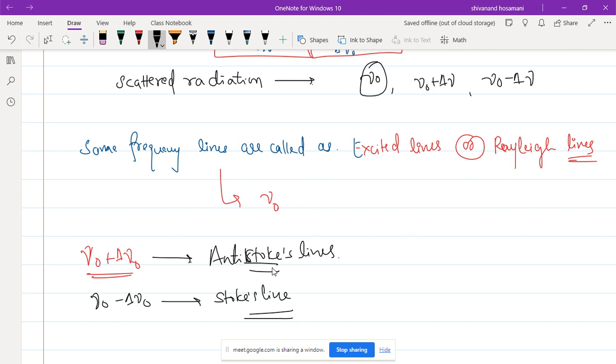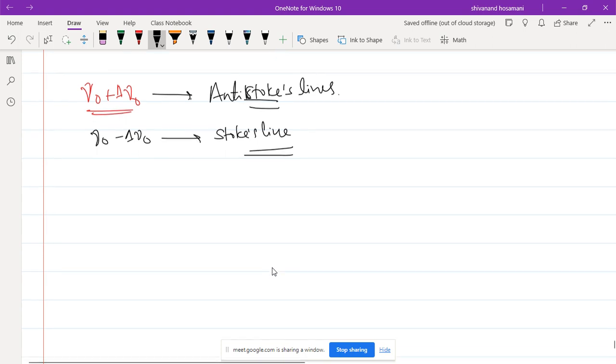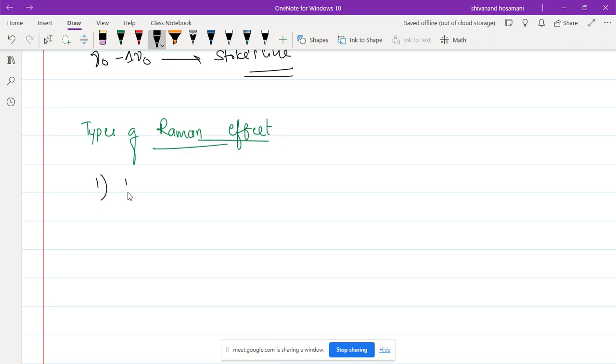In the case of this, that is called the Raman effect. When light is incident on a molecule, it scatters the light having the same frequency, or maybe less, or maybe higher. This phenomenon is called the Raman effect. But there are types of Raman effect. The first one is the vibrational Raman effect.